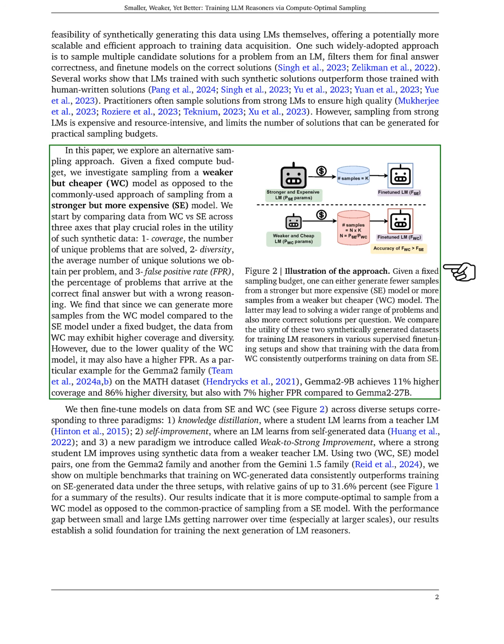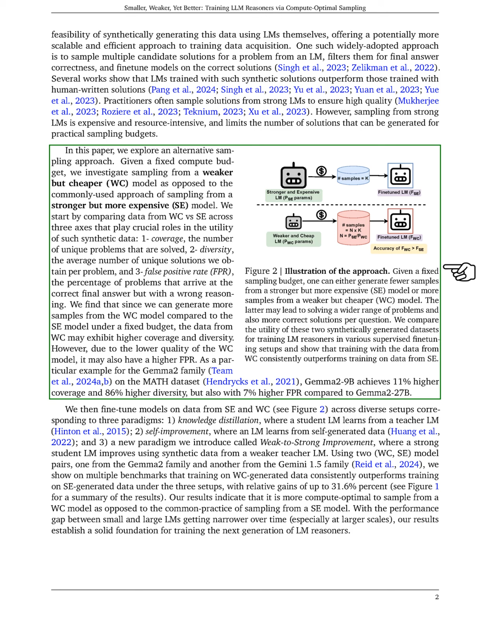Therefore, we explore a different approach, sampling from a weaker but cheaper model instead of the stronger, more expensive one. We compare the data from the weaker model to that from the stronger model based on three important factors. 1. Coverage, which refers to the number of unique problems solved. 2. Diversity, which is the average number of unique solutions per problem. 3. False positive rate, FPR, the percentage of problems that reach the correct answer but have incorrect reasoning.